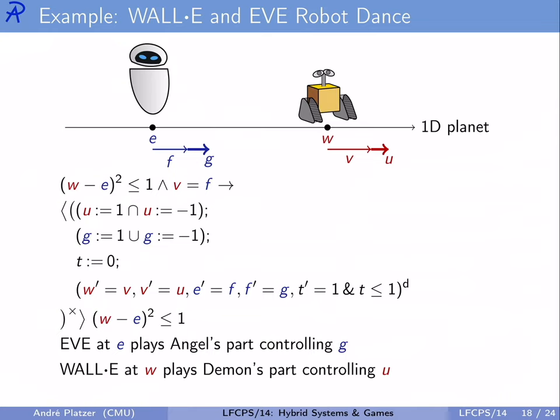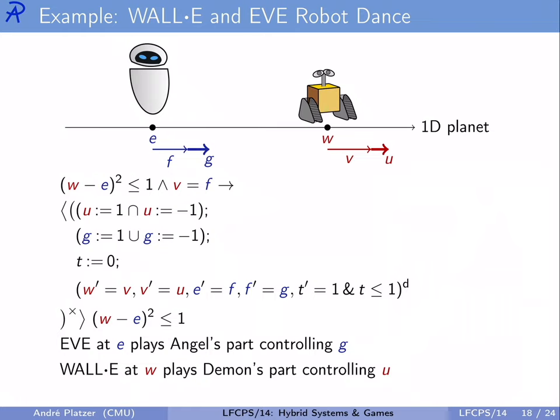Let's look at another example of two robots performing a robot dance on an admittedly one-dimensional planet, where the Eve robot is at this position, moving with velocity F and with acceleration G, while the Wally robot is at that position, moving with velocity V and with acceleration U.